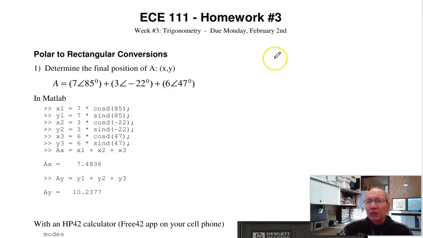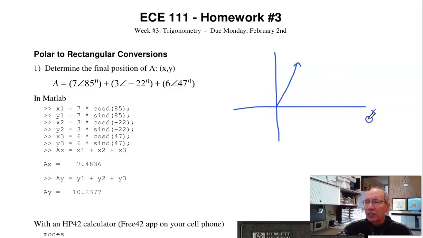Suppose I've got 3 vectors. So this is like I'm walking. I will walk 7 miles at 85 degrees. So this is x, here is y, x is 0 degrees. So 7 miles at 85 degrees, plus 3 miles at minus 22 degrees, plus 6 miles at 47 degrees. Where do I wind up?